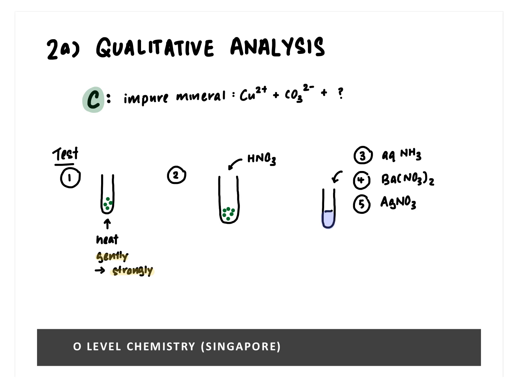For test number two, you're supposed to add nitric acid into a boiling tube of sample C. Once again, you have a carbonate. You are adding an acid to a carbonate. If you are not going to test for carbon dioxide, I don't know what you're going to test for, or I don't know what you have been studying for the past 2 years.